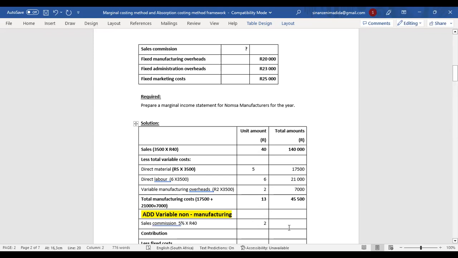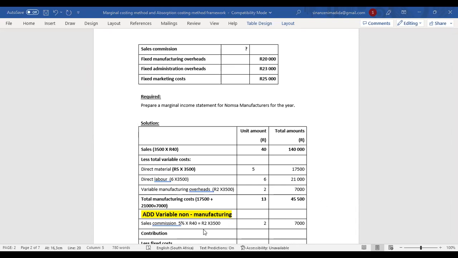Then how are we going to get our total? We take our 2 Rand, we multiply by the total units sold. Total units sold is 3,500, like this. Yes, so our sales commission total is going to be 7,000. Let's confirm that, please. Confirmed. Thank you so much.